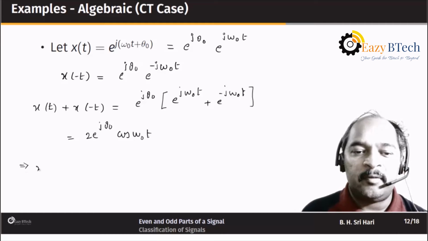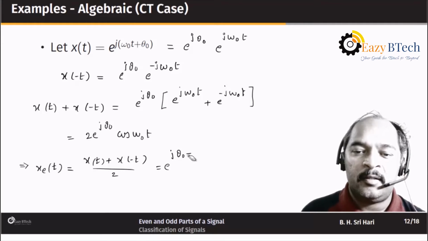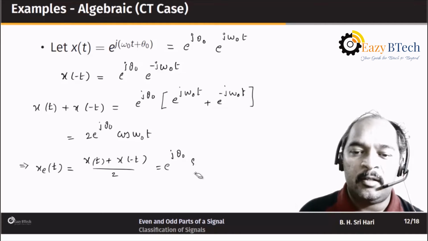So what happens to the even part? The even part is nothing but x of t plus x of minus t by 2. So that turns out to be e power j theta naught, the 2 is gone, so e power j theta naught cos omega naught t. So that would be the even part.